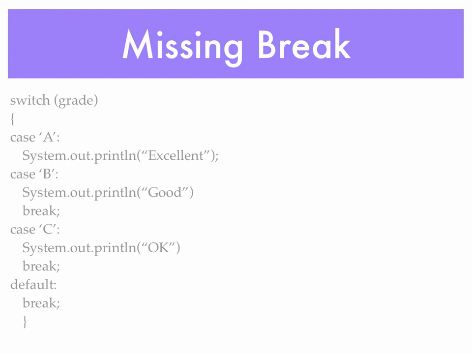So in this example, if I had an A as the grade, I would print out excellent. I would then also print out good. I continue to process until I hit the break statement. If my grade were a B, I would simply print out good. But if it's A, I'll print out excellent and good. I'll continue executing code until I hit that break. If my grade is a C, I'll print out OK. If it's not A, nor B, nor C, I'll go to the default and simply break out.